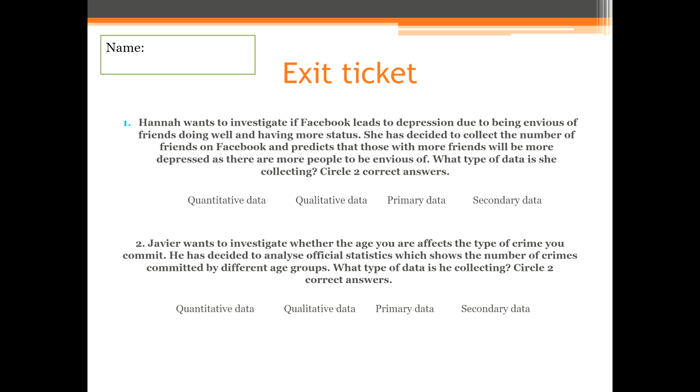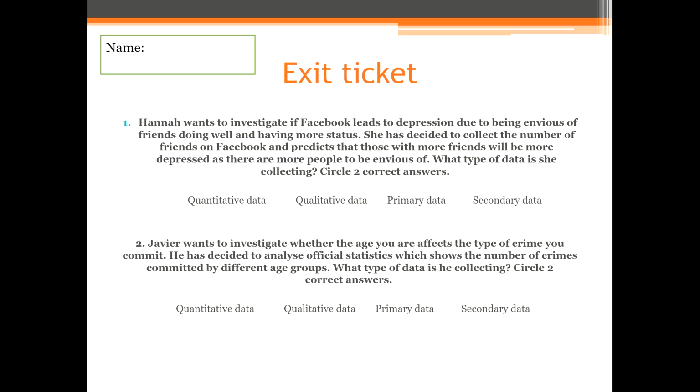So we've got number of friends on Facebook, so numerical data, we've got quantitative, and then we've got she's doing it herself, so we've got primary data. Whereas the second one, Javier, is investigating whether age affects the type of crime you commit. He's decided to use official statistics, so these are statistics collected by the government, which you'll learn about in the crime topic. And it shows the number of crimes committed by different age groups. So what type of data is he collecting?